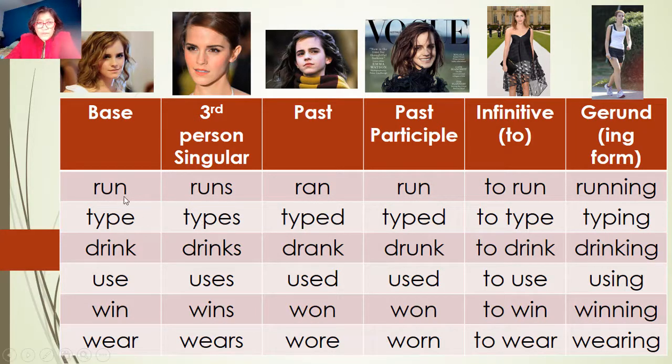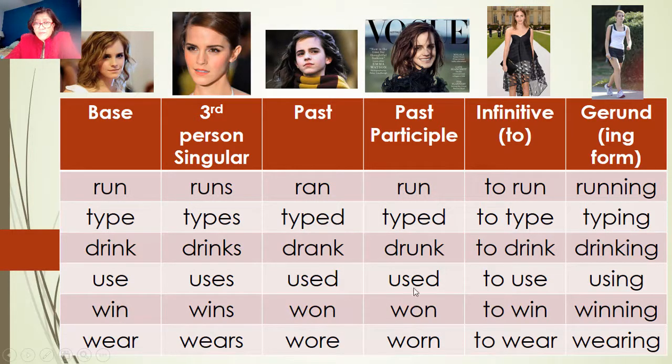Okay, but some words like run, like drink, like win, and wear, are irregulars. They change completely in the past and the past participle. Run, ran, run, so they have different words here. You drink, drank, drunk; win, won, won. We repeat them here, but they are completely different from the base form. And wear, wore, worn. So these are the things that you might find.